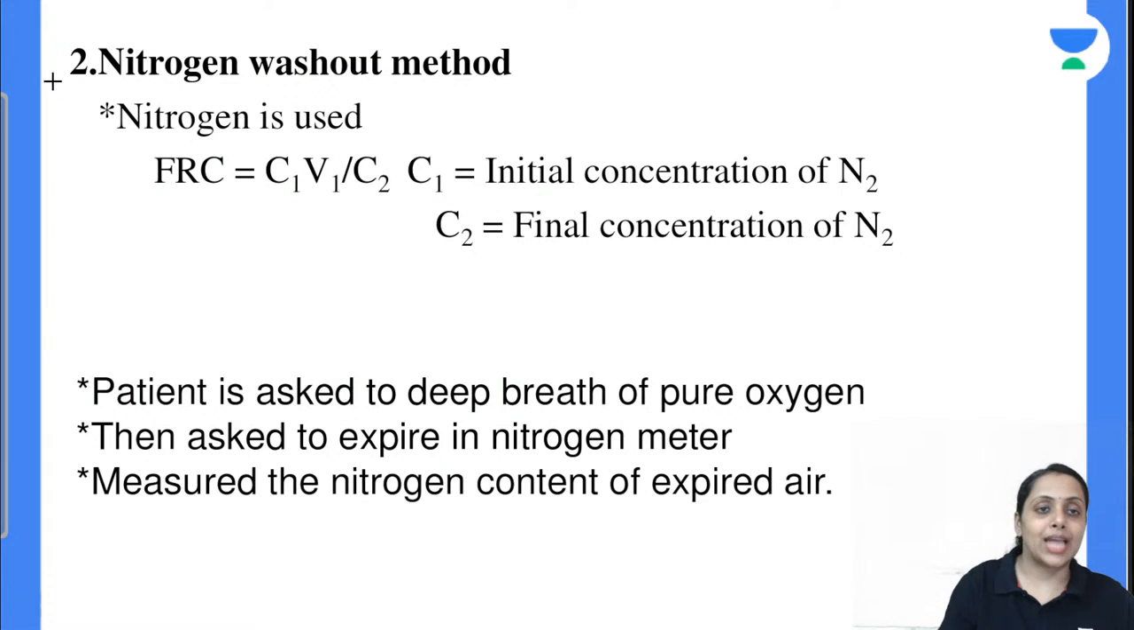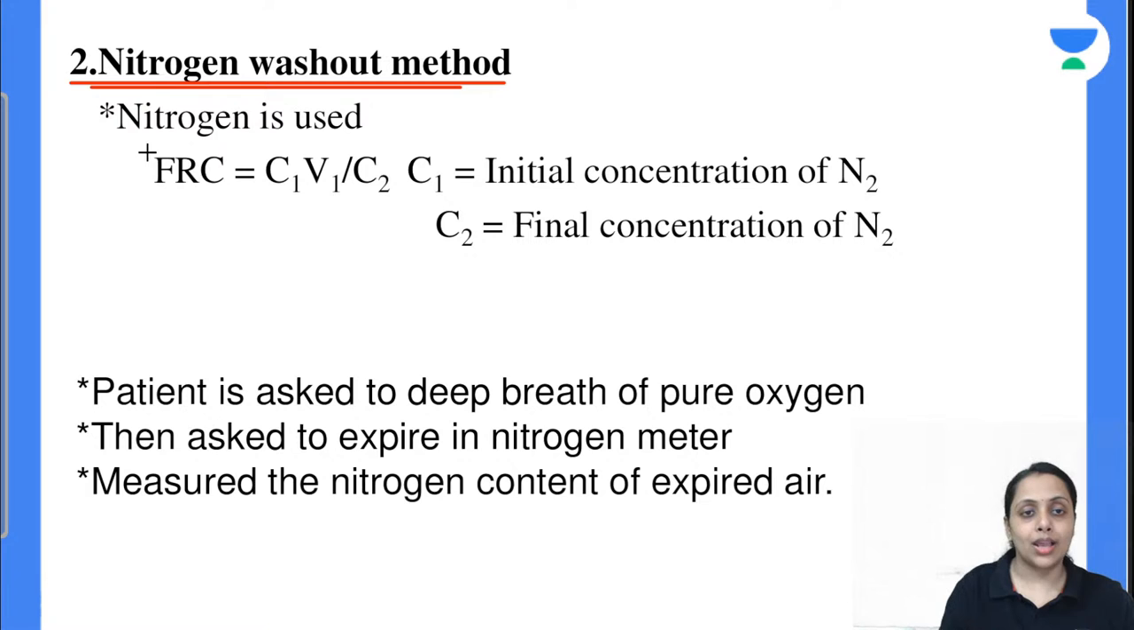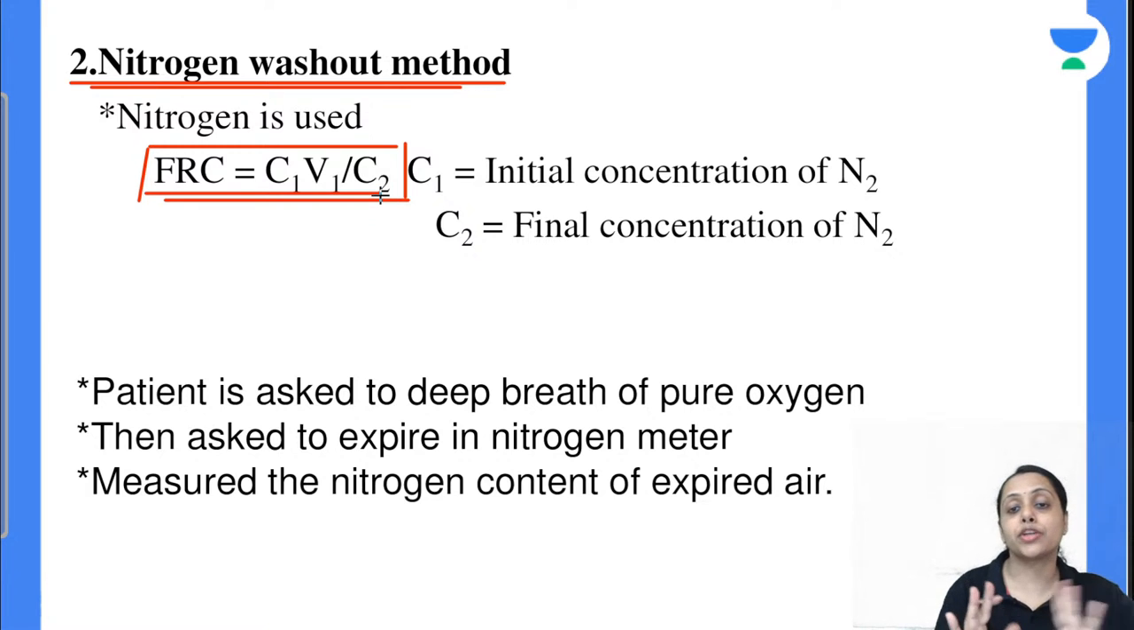Next technique, that is nitrogen washout method. इसमें हम nitrogen use करते हैं and this is the formula, C1V1 upon C2 is going to give this FRC. इसमें क्या करते हैं? Patient is asked to breathe in pure oxygen and he has to expire in a nitrogen meter. अब nitrogen meter से क्या होगा? Expired air में nitrogen content आ जाता है and इस formula से we calculate the FRC. C1V1 upon C2 is going to give us this FRC.